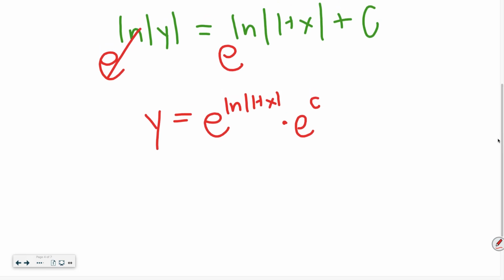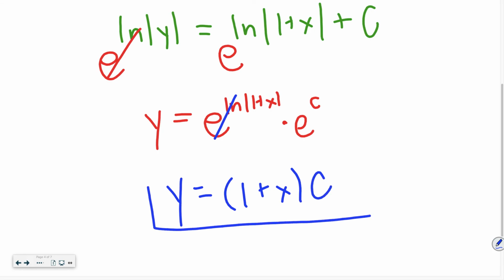All right, well, at this point, boom, those are going to cancel. And what's e to the c? It's still a constant, isn't it? e is a number. So we have 1 plus x times some constant. We've solved for y. We've reduced anything that we've needed to reduce. Here is our general solution to the differential equation.